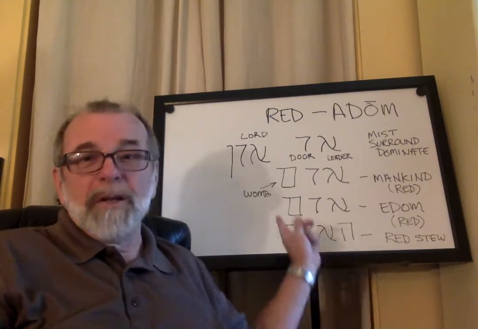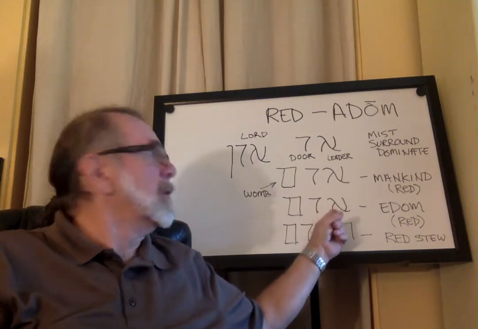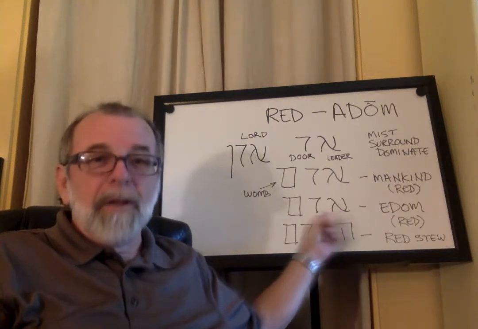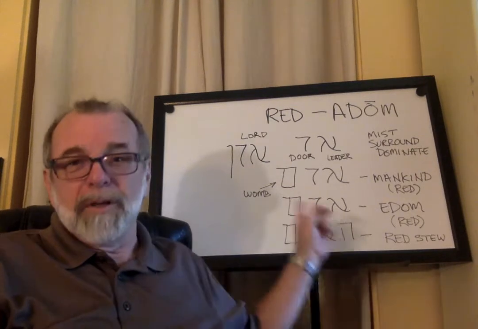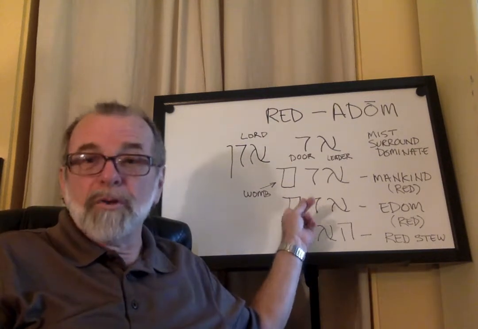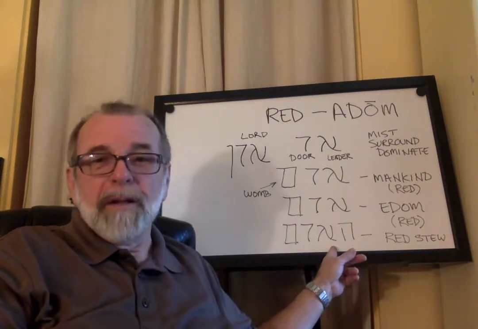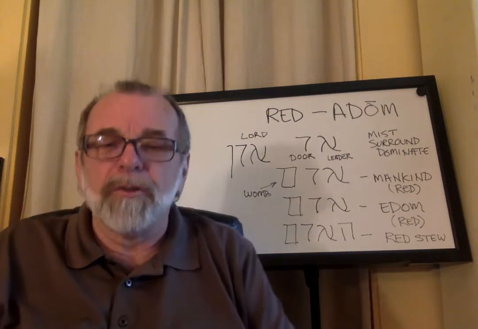Red has the same idea. And so Esau was the leader, with the Aleph, the leader to the entrance or door of the womb. And so he was the one that came out first. And actually, the closed mem is a closed womb, so he was the firstborn. And then Esau was taken down and dominated as well by that red stew.